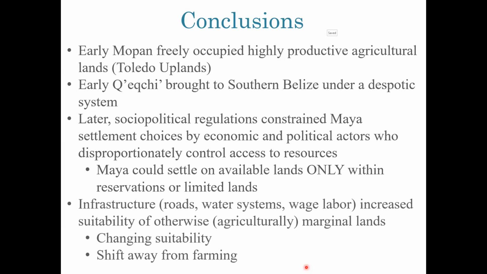And that infrastructure, things like roads, water systems, may have increased the suitability of these otherwise agriculturally marginal lands, especially moving up north along the Southern Highway, and that we see a change in what is deemed as suitable or desired land for people to live on. And overall, there seems to be a shift away from farming and greater emphasis on different types of economies.